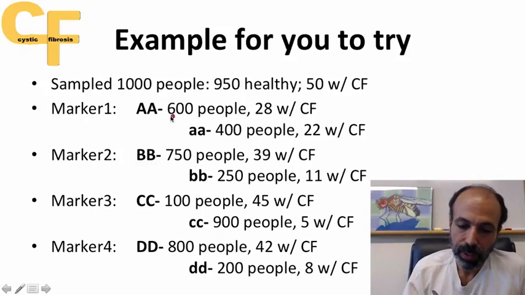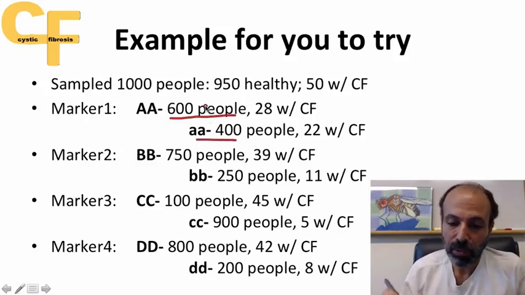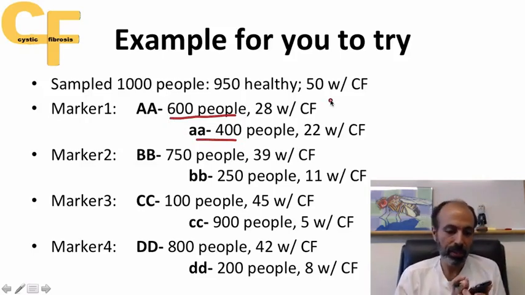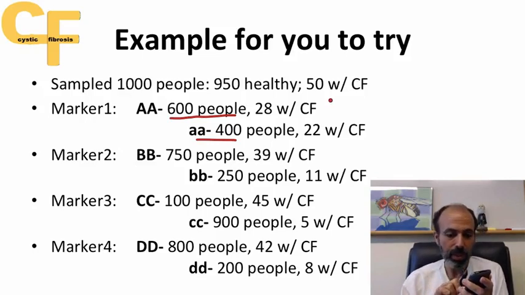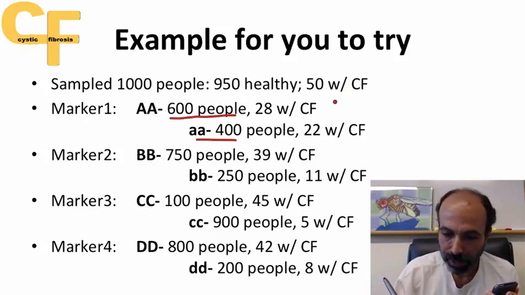So this first one, you're looking at, let's say for example, 600 of these 1,000 people have the big A allele, 400 of them have little a. Among the ones with big A, 28 have cystic fibrosis. So just pull out your calculator and say, what fraction of big A individuals have cystic fibrosis? That'd be 28 divided by 600. And that would be 4.6%.